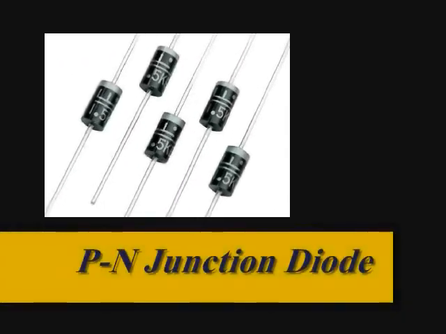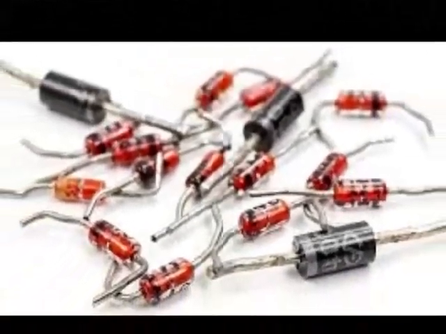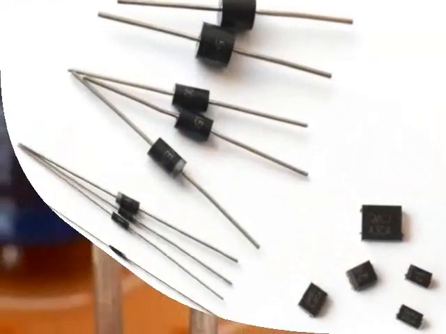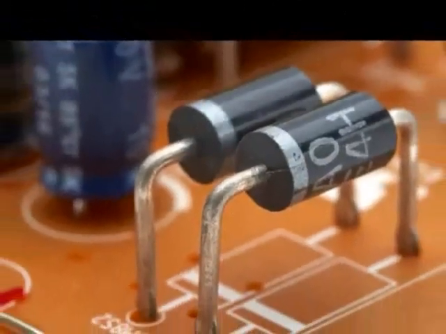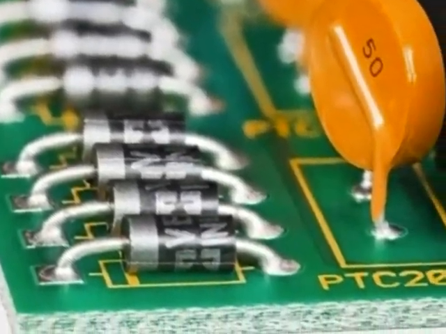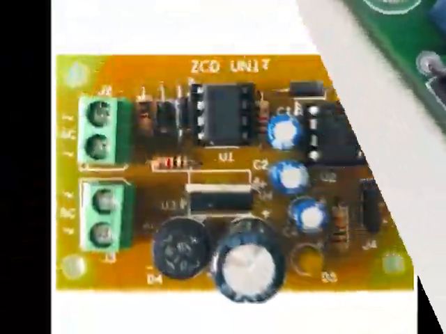PN junction diode. This type is actually the same diode that we talked about at the beginning of the video and learned about its function. This family of diodes is sometimes called silicon diodes. The PN junction diode is one of the simplest types of diodes used for rectification, voltage regulation, and signal detection applications in circuits.